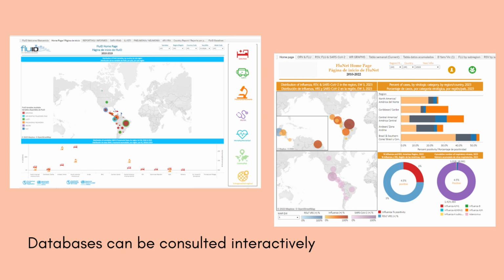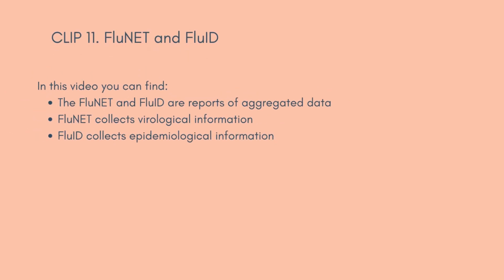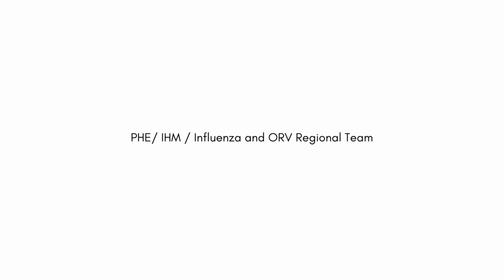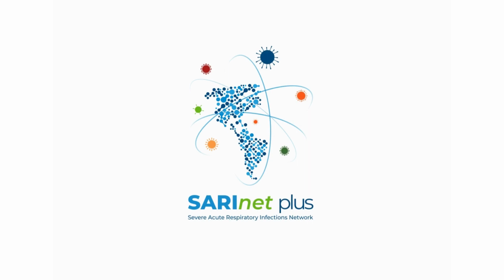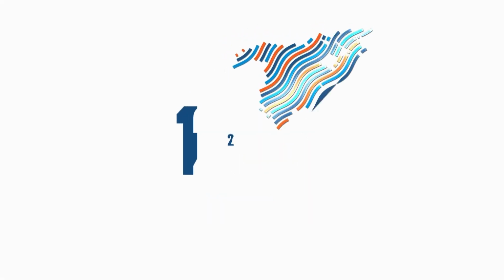In this video, we have reviewed the nature of the FluID and FluNet platforms: that FluNet and FluID are reports of aggregated data, that the FluNet platform collects and displays virological information, and that the FluID platform collects and displays epidemiological information. And finally, that both reports depend on quality data and samples produced at the Sentinel sites.